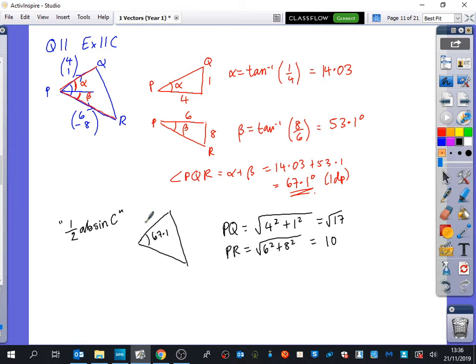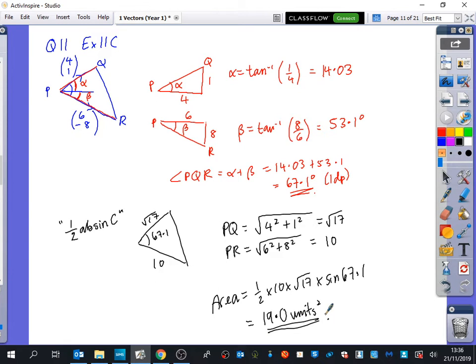So we have that the one at the top was root 17. It's a shame I wrote root 10. Root 17 and 10. So the area is just a half times 10 times root 17 times sine of 67.1, which is 19.0 units squared. I quite like this question because it doesn't tell you what to do. You have to think, okay, I know how to do these things, and I'm going to see how I can put all of this information together.